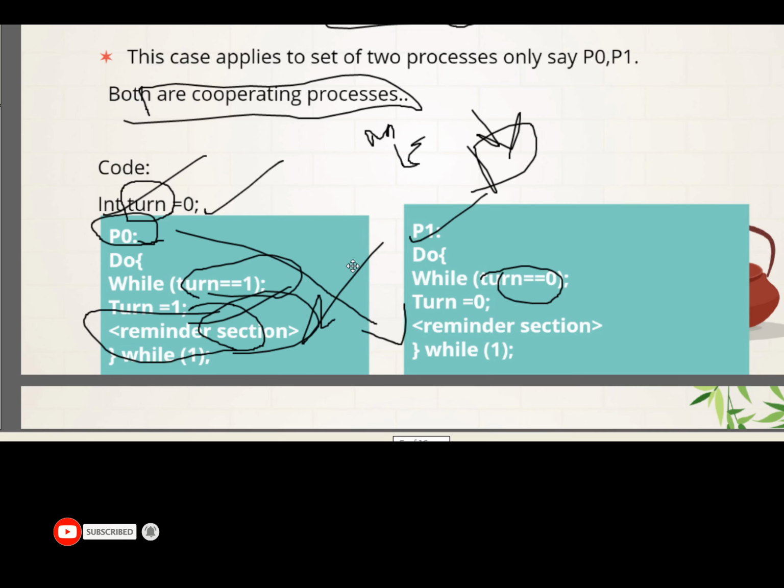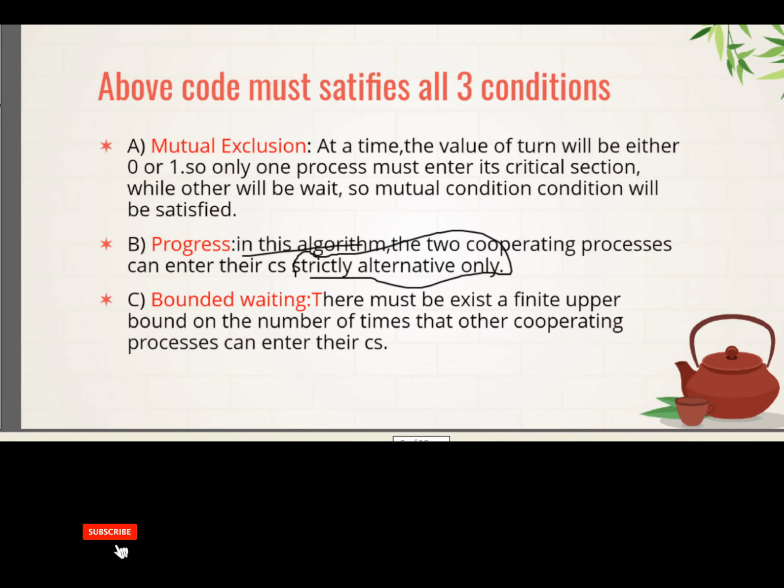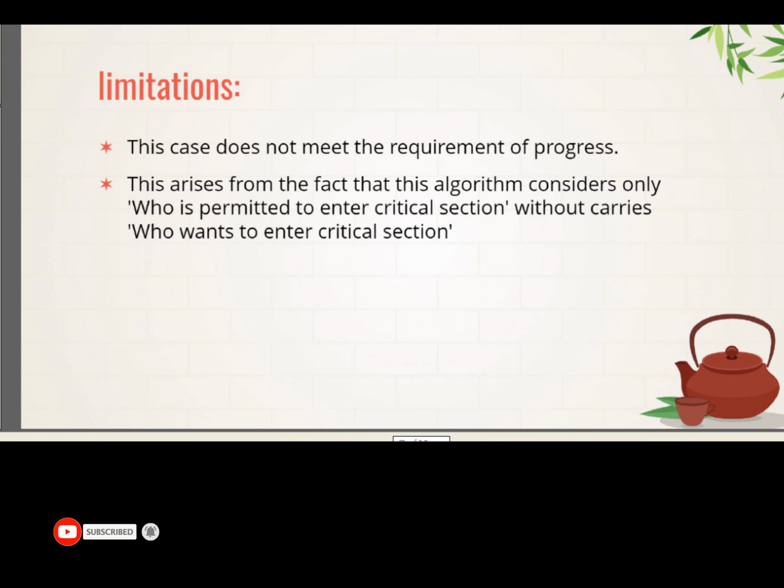So the bounded waiting condition must be satisfied, but progress will not be satisfied using this. So this is the limitation of this case. It does not meet the requirement of progress, as we know. And this algorithm basically focuses on who is permitted into the critical section, right? We want to use the critical section immediately, but who is permitted, without caring who wants to enter the critical section in the process. So we will remove this limitation in a forthcoming lecture.